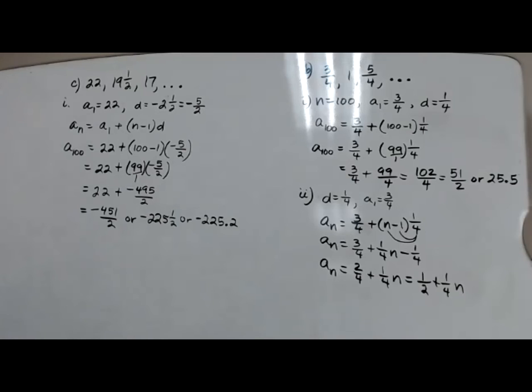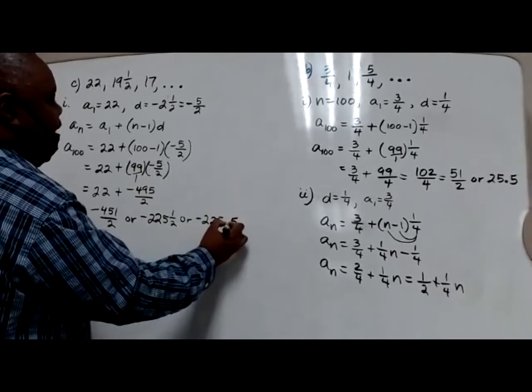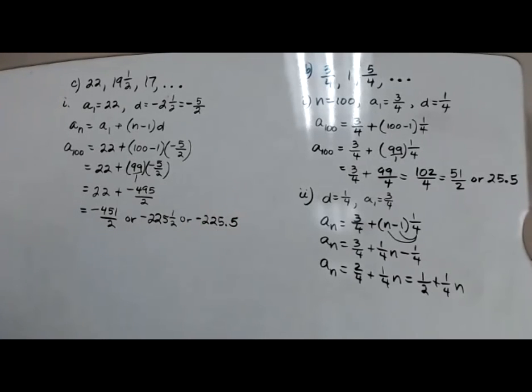All right, any questions about part I of part C? Does that say -451? Yeah, -451 over 2. That's a 100. Wouldn't it be -225.5? Oh, you're right. So my calculator, I don't know why I wrote that. Because 1/2 is 0.5. Any other questions or corrections?